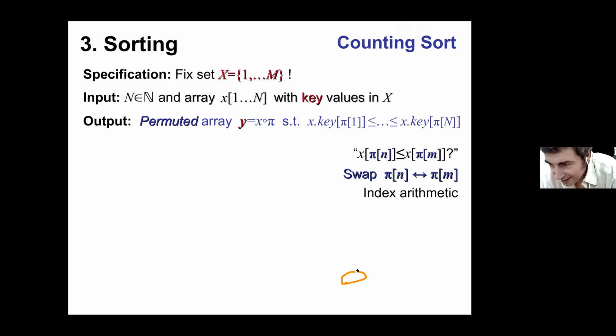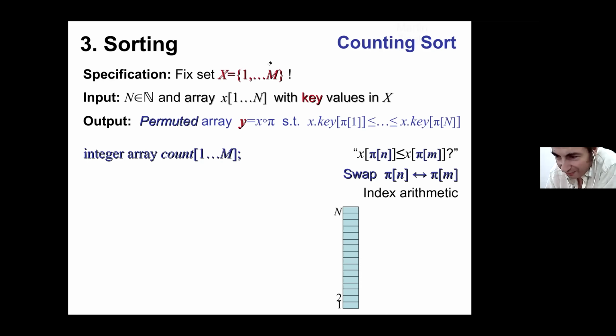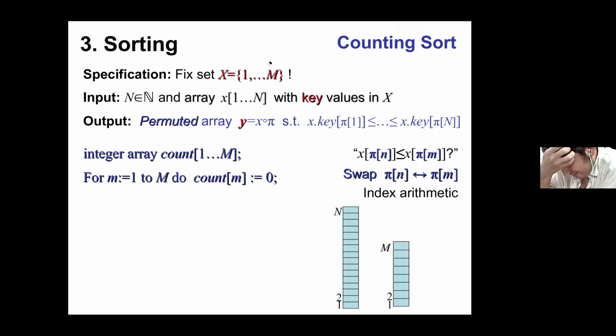Okay? So, but there are specific other data types for which you can do better. Okay? And let me briefly discuss this. So one of these situations is when you want to sort according to an integer key.